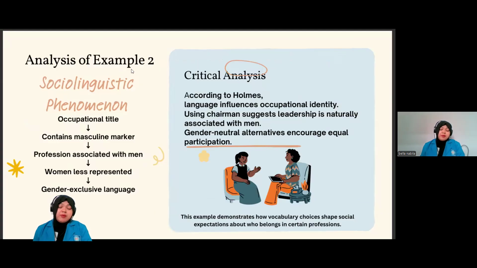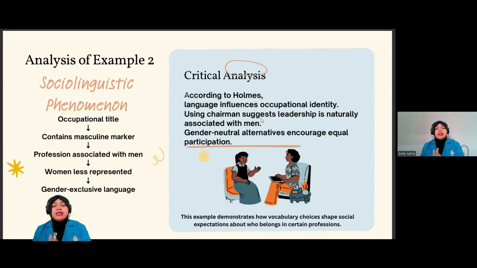Analysis of example number two, the social phenomenon. Occupational title contains masculine marker, professional associated with men, women less represented, gender exclusive language. The critical analysis is, according to Hobbes again, language influences occupational identity.